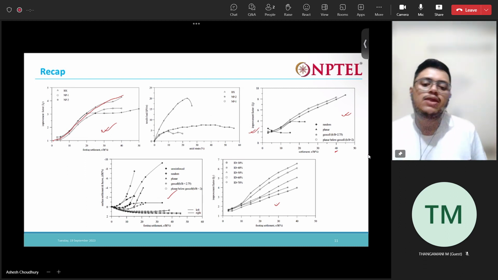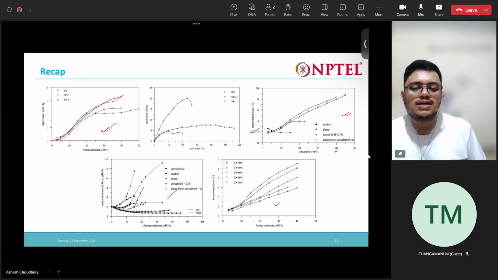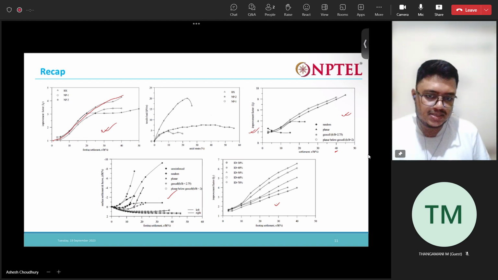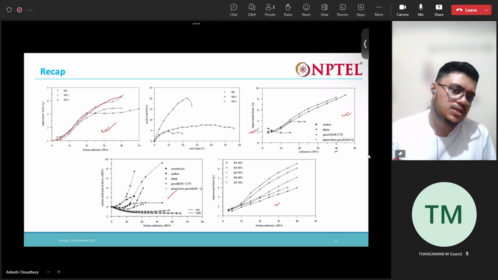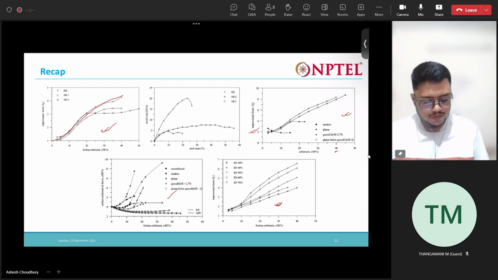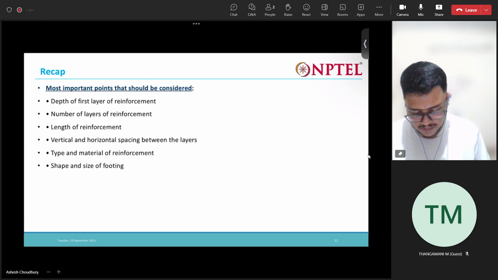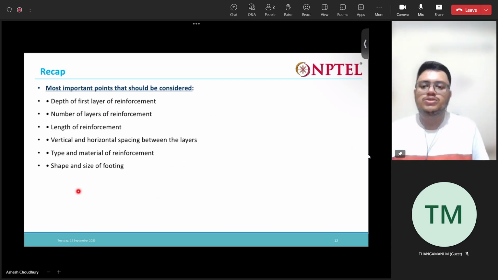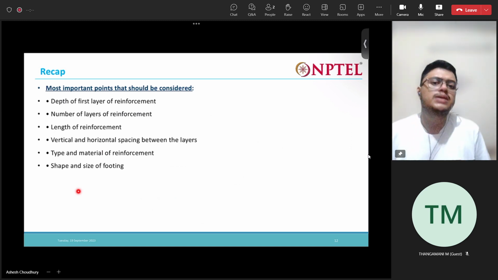And here we have the improvement with geocell when the soil is changed, that is, when the relative density of the filling soil within the geocell is changed. For that we get different effects. So what are the most important points that a designer should keep in mind while designing the reinforcement for a foundation?